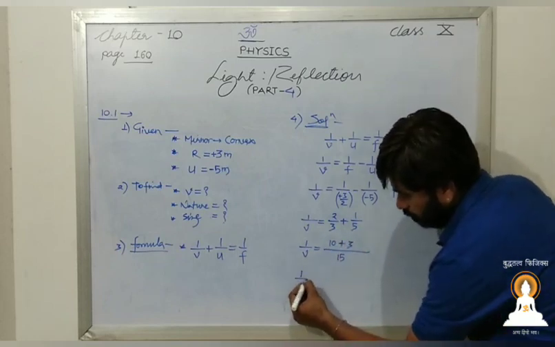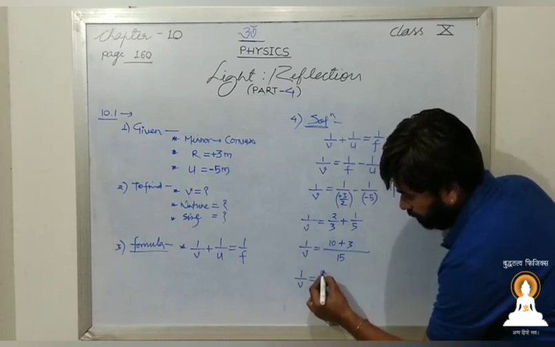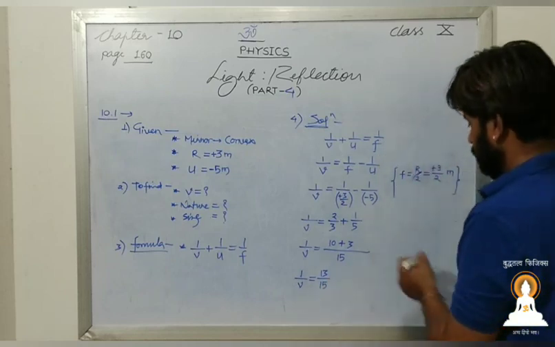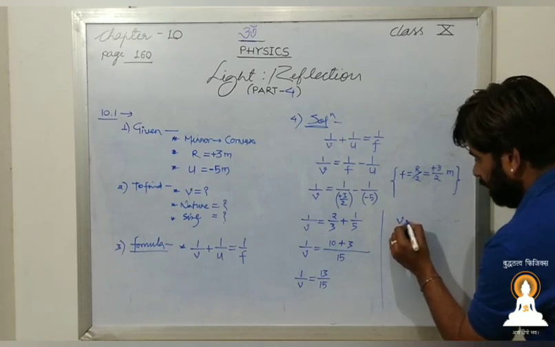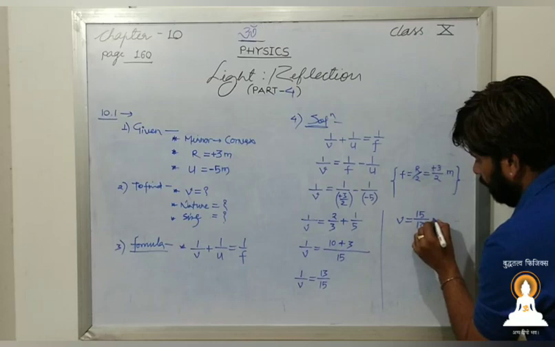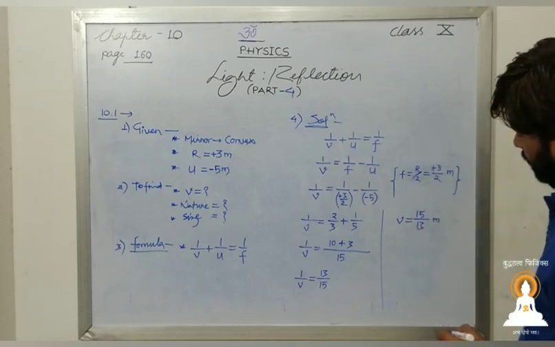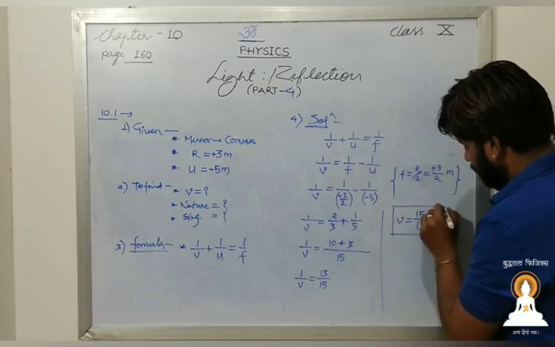Okay, so 1 upon v, remember 1 upon v, will be equal to what? 13 by 15. So after that we may write, v is equal to what? 15 by 13 meter. Okay, so that is our v.